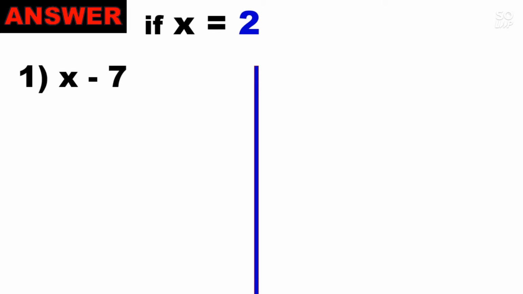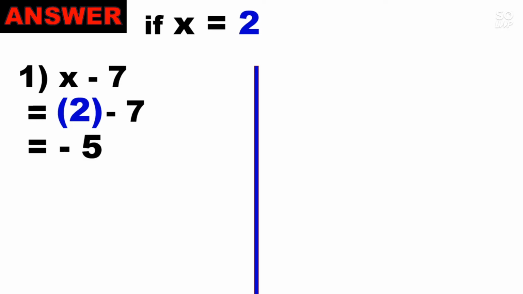Okay, so eto na po yung sagot. If x is equal to 2. Okay, number 1, x minus 7. So, ang gagawin po natin is i-replace natin yung x by 2. Or papalitan natin yung value ng x which is 2. Then, now we have 2 minus 7. 2 minus 7 equals negative 5.